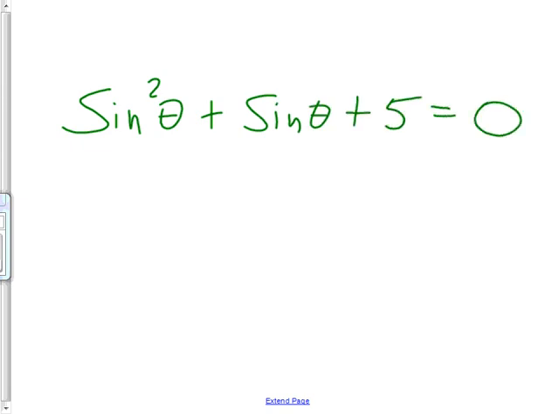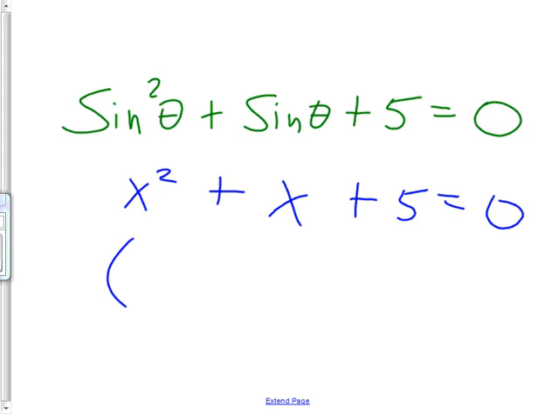it's down to one function, isn't it? It's only sine, right? But yet you'd still have a hard time solving it unless you notice it's a quadratic. So whenever you get something like this and it turns out to be a quadratic, if I were you, I'd replace it with x squared plus x plus 5 equals 0. And it probably will just factor nice, and you can get your answer. In this case, I don't think it would factor nice, would it?